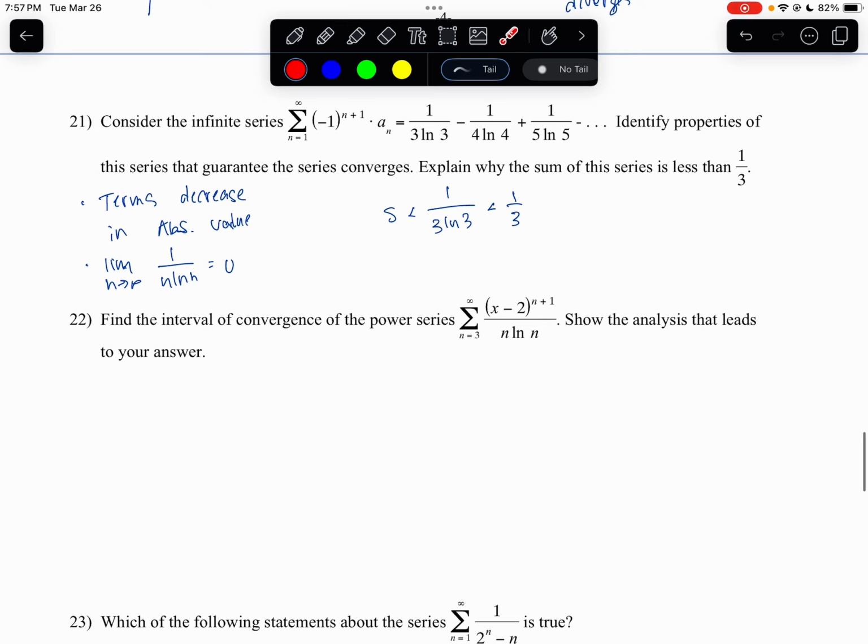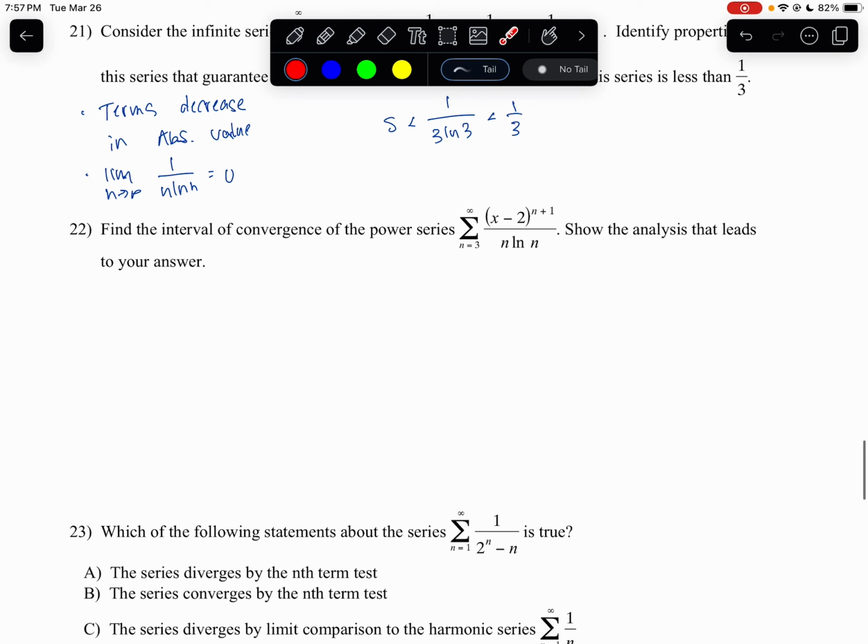Okay. It's also kind of just using the alternating series error bound, right? Most the series could be is this one right here, and that's less than 1/3. So, okay. Find the interval of convergence for this power series. Show the analysis that leads to your answer.